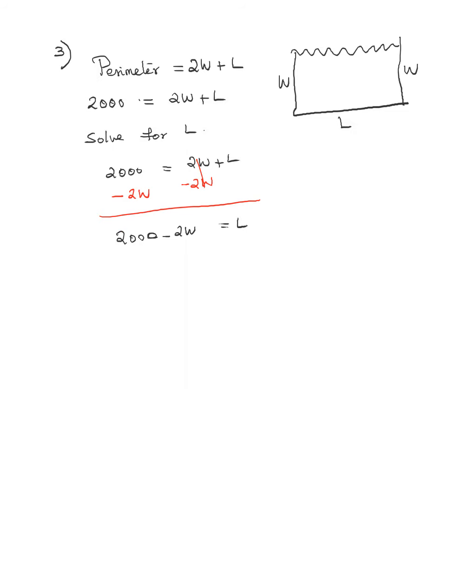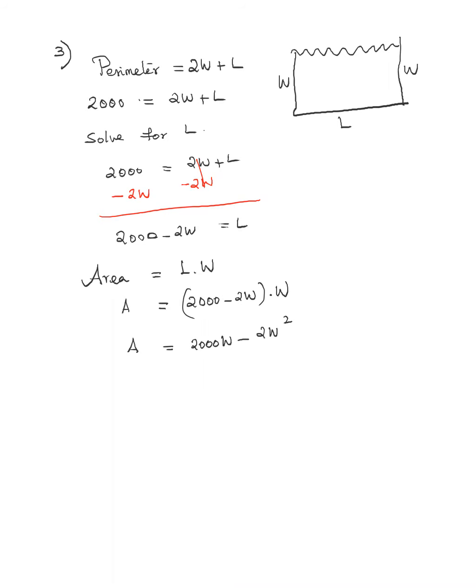And then the question is, what is the largest area? The area of a rectangle is going to be length times width. Now we are going to substitute for l. So area is, l from the previous step, 2000 minus 2w times w. So we get 2000w minus 2w squared equal to the area.